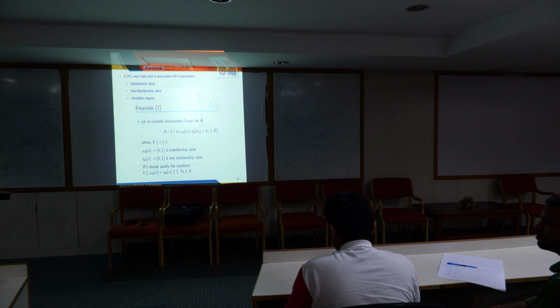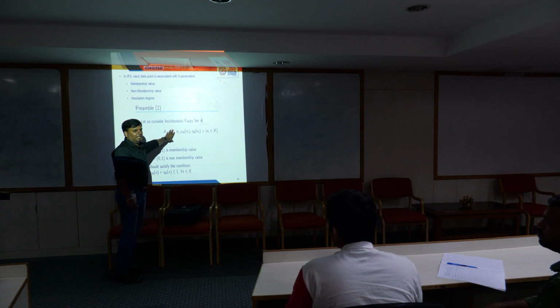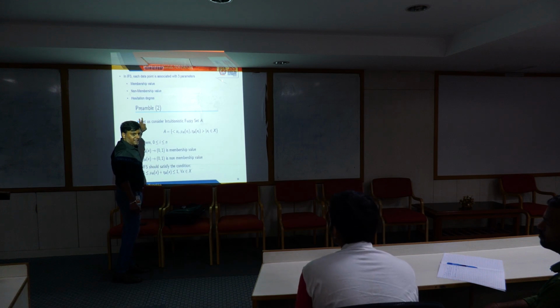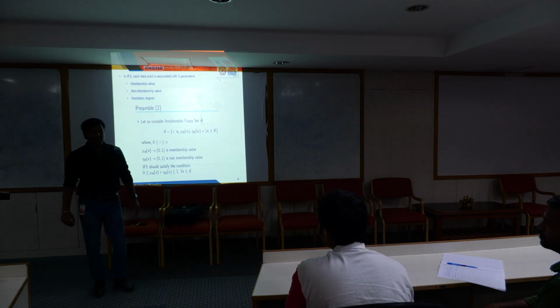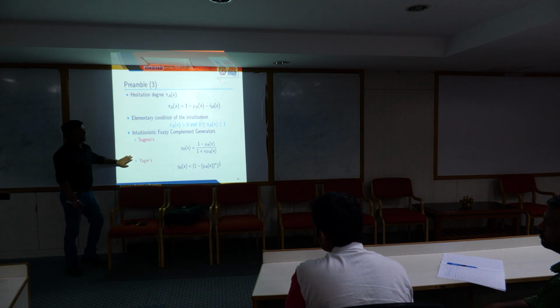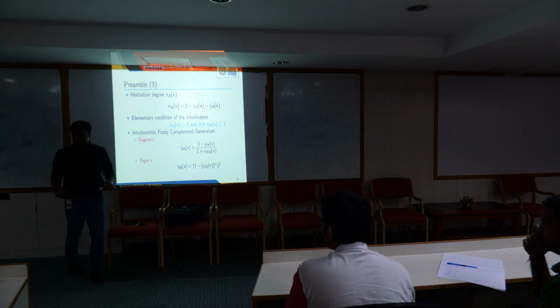So that is what the intuitionistic fuzzy set is. Here we consider 3 degrees: membership value degree, non-membership value degree, and the hesitation degree. All these 3 degrees put together become an intuitionistic fuzzy set. But you need to have something like a complement generator. So what is basically a complement generator? You need to estimate to what level you are trying to compromise.